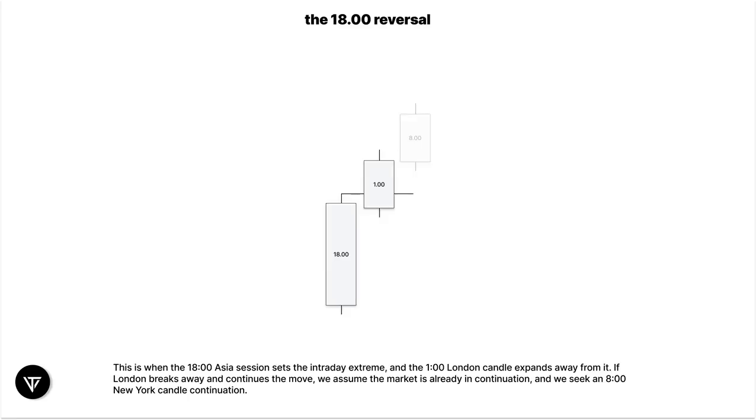There are 3 main profiles we want to confirm before executing our entry. 1, the 18 reversal. This is when the 18 Asia session sets the intraday extreme, and the 1 London candle expands away from it.